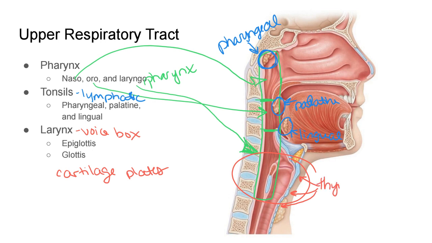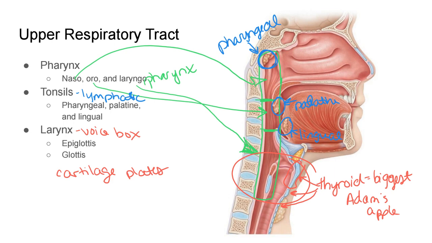That one at the top there is the thyroid cartilage plate. It is the biggest. That is what makes the Adam's apple in males that will thicken up as they go through puberty. So that's this front bigger one right here. That's the thyroid cartilage there.